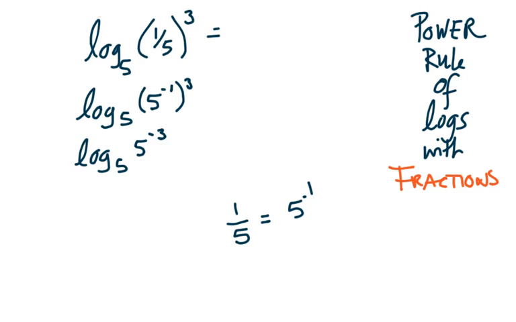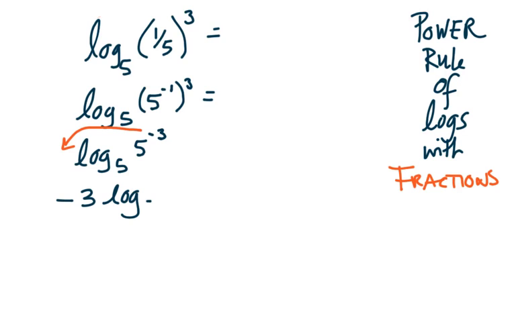Ooh, this is looking interesting. So let's keep going with this thought. Now I'm going to take that negative 3 and bring it down. So I will have negative 3 times log base 5 of 5. Well, we already know what this is going to equal, right? That equals 1. So this is the same as negative 3 times 1, or negative 3.